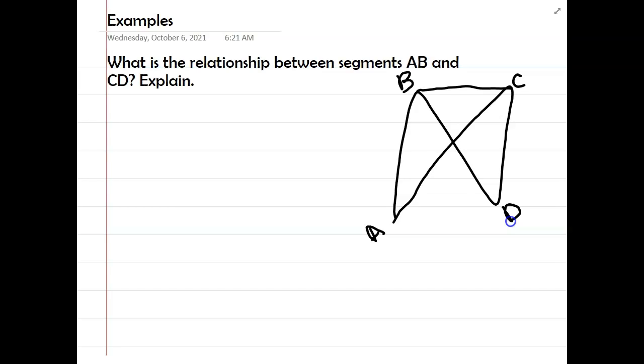Before I give you the angle measures, what they're asking here is: what's the relationship between segments AB and CD? I'm just wanting to know what you could conclude about them. Here's the other information we're going to have. This angle is 68. That one is going to be 22. This is going to be 35, and this is going to be 55.